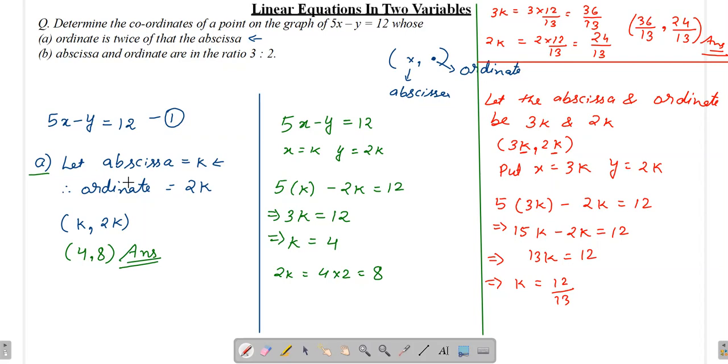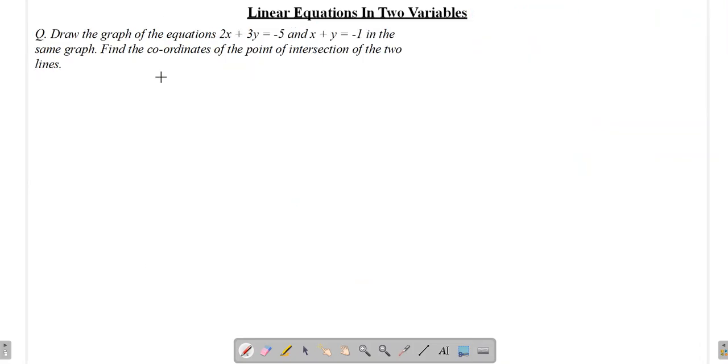We will do one more question for today. So now we are moving towards the third and the last question for today. Here the question says, draw the graph of the equations 2x plus 3y minus 5 and x plus y minus 1 in the same graph. Find the coordinates of the point of intersection of the two lines.